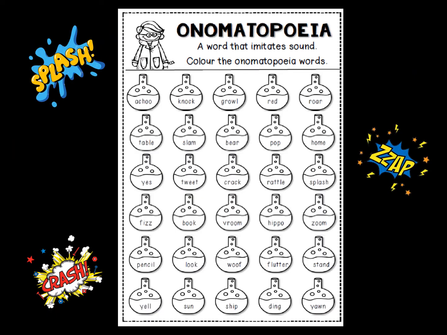So here's our first worksheet. Can you see on this page I've got lots of words in glass bottles. Now some of them are onomatopoeia words and some of them are not. As I read them, if you think it's an onomatopoeia word, you can either circle the word or you can just lightly colour in the liquid. Make it light so we can still see the word. Once again, if I'm going too fast, you can just pause the video and slow it down to catch up. All right, are you ready to go?